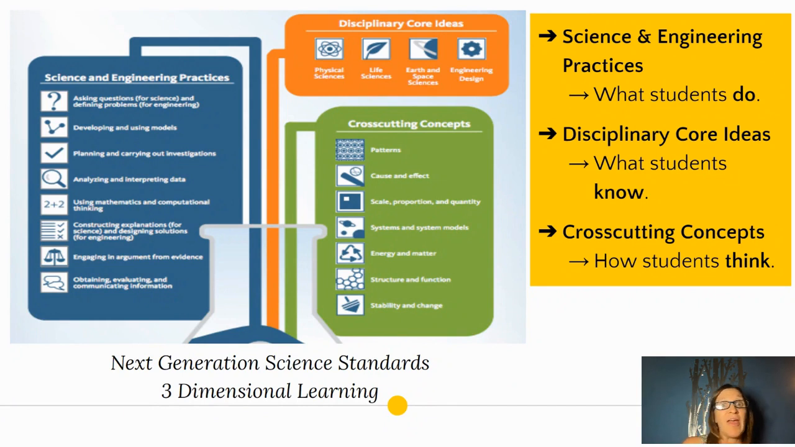This would include things like asking questions, developing models, analyzing data, and using data to make evidence-based conclusions. Disciplinary core ideas is the second dimension. This is what we would call the traditional content standards. This is what we want students to know about the different branches of sciences by the time they finish middle school. And finally, we have crosscutting concepts. These are the big concepts that connect all the ideas in our science class together. So it's really a system and a structure for helping students think through what they're learning about.